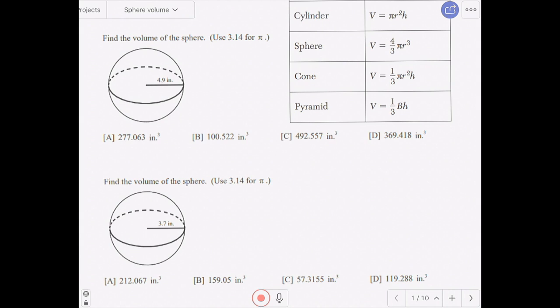In this video, we'll be taking a look at the volume formula for a sphere, as well as practicing some of these other volume formulas as well.